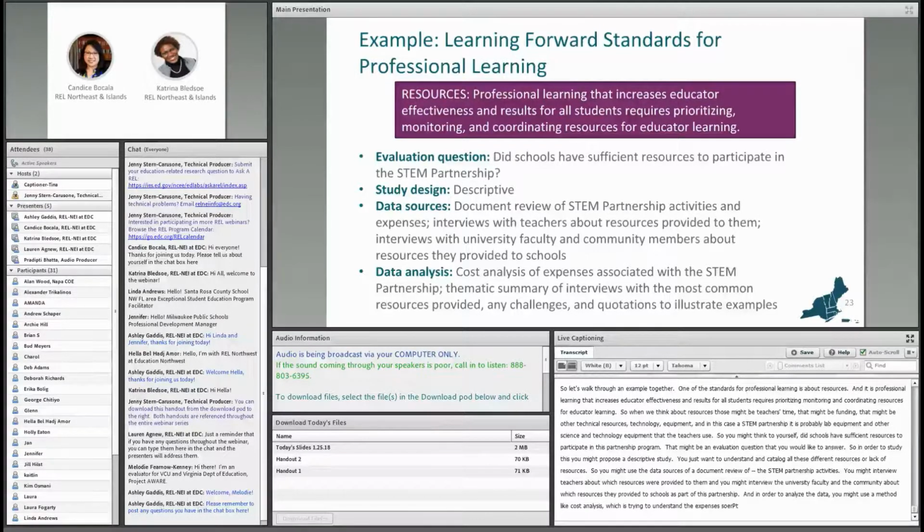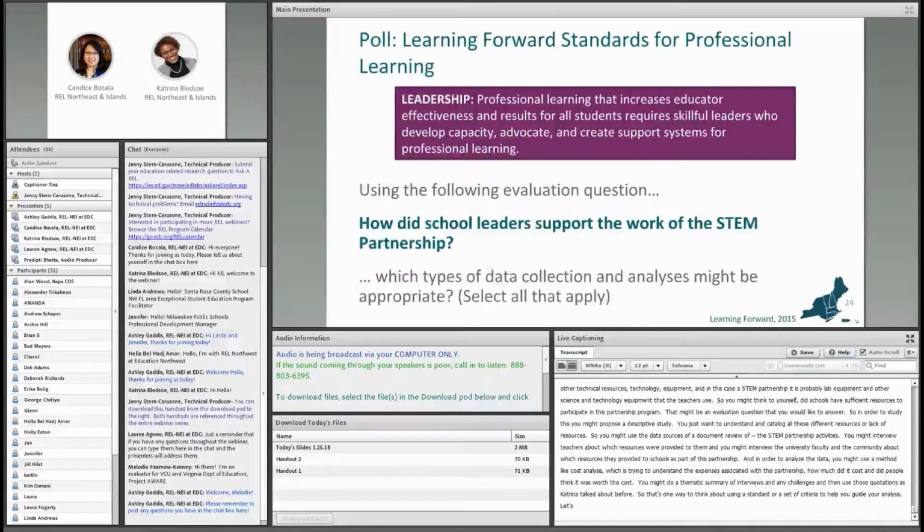How much did it cost? Did people think it was worth the cost? You might do a thematic summary of interviews with the most common resources provided and any challenges, and then use those quotations as Katrina talked about before. So that's one way to think about using a standard or a set of criteria to help you guide your analysis. Let's walk through a similar example with a different standard.